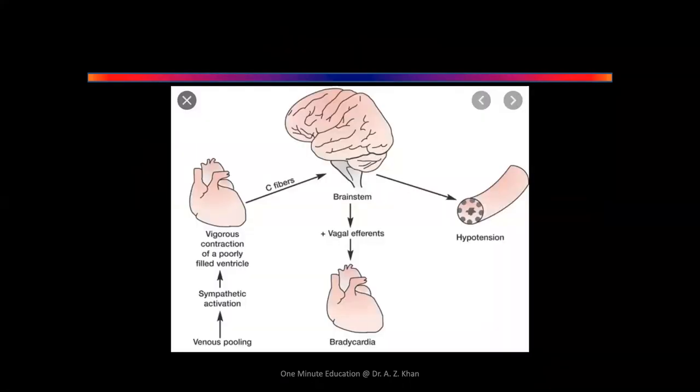What is this reflex happening here? Bradycardia, hypotension.